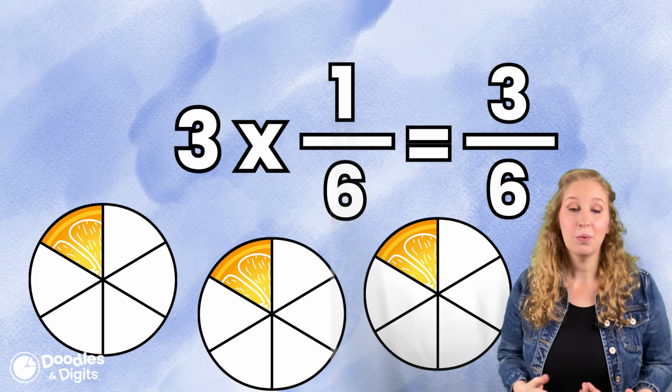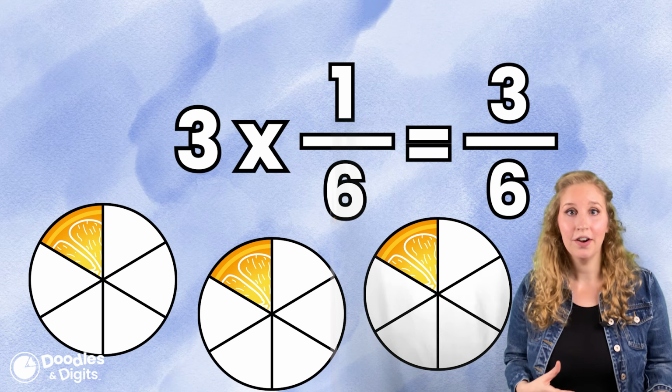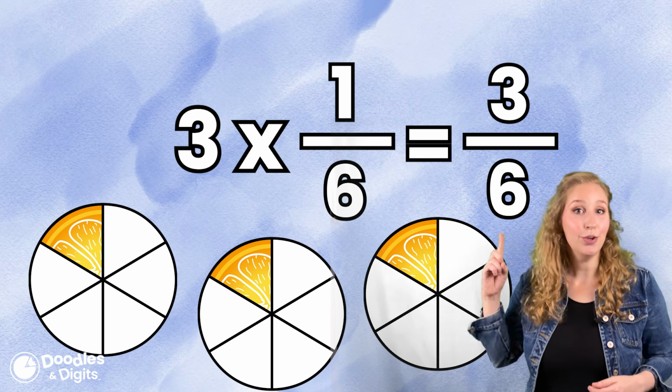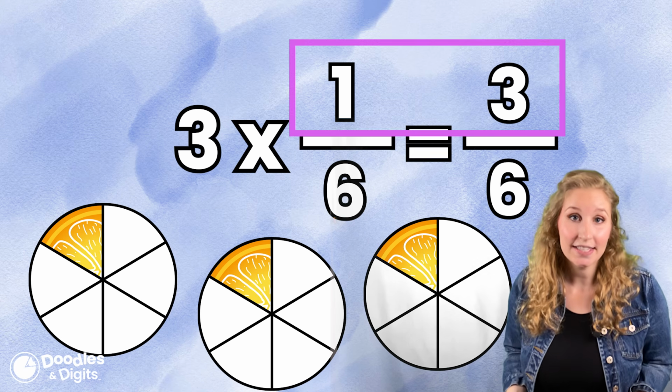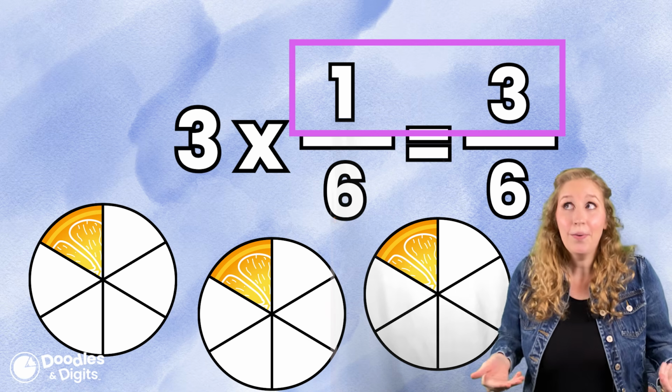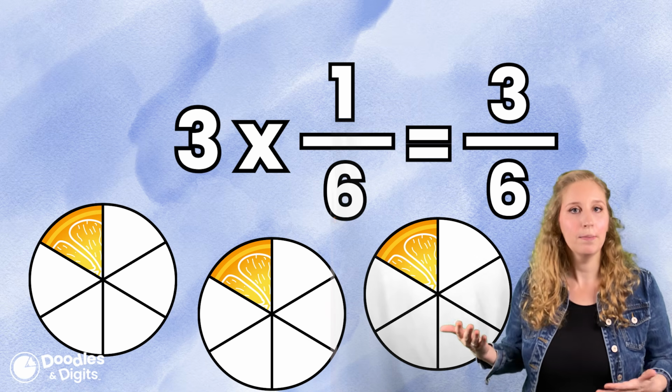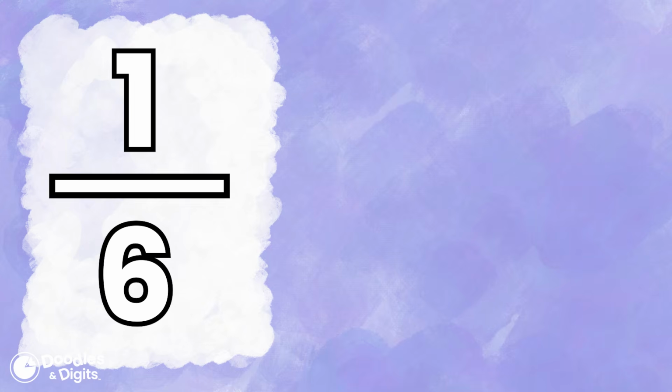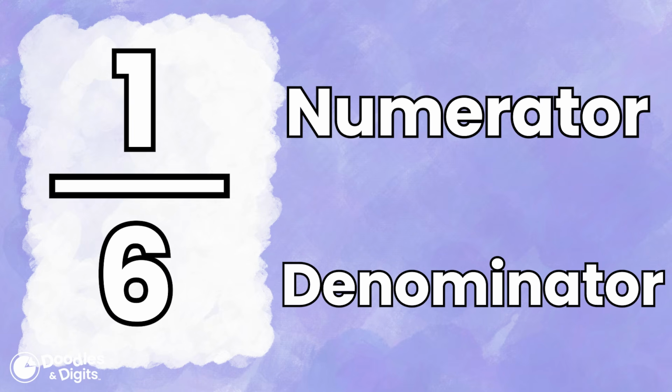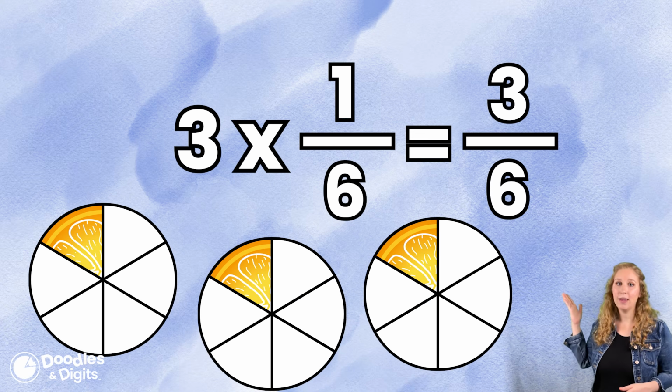All right, you might have noticed when we multiply a fraction by a whole number, we're gonna actually multiply the numerator and keep the denominator the same. Why? Well, because when we look at fractions, remember, the numerator tells us how many pieces we have, and the denominator actually tells us how big the piece is. We're not changing the size of the piece, we're just changing how many pieces we have.